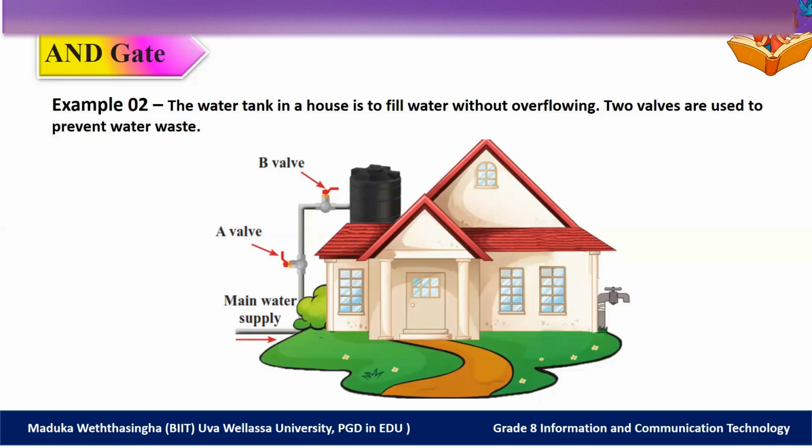Example number 2. The water tank in a house is to be filled with water without overflowing. There's a water tank in a house and we want to fill water without overflowing. To control it, 2 valves are used to prevent water waste. It means to control it, we have to use 2 valves. There's the main water supply.